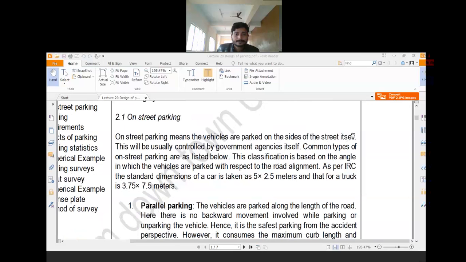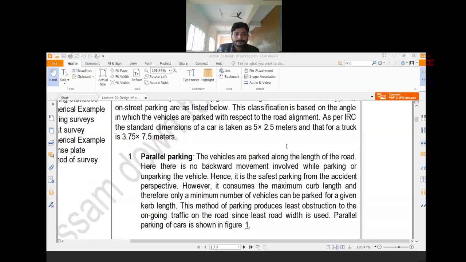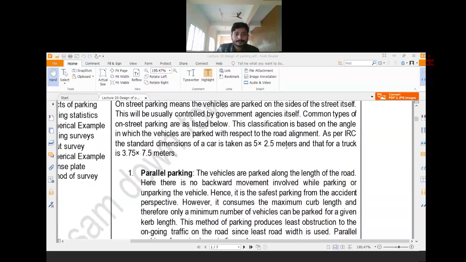Okay, so on-street parking means the vehicles are parked on the sides of the street itself, and this is usually controlled by a government agency. Sometimes these on-street parking facilities are provided by the government. Some parking places would be there, and the government will charge some fees for that parking lot, and sometimes it is totally uncontrolled.